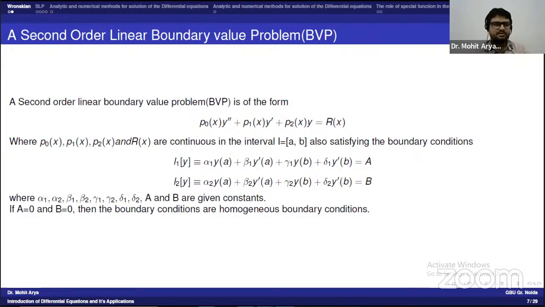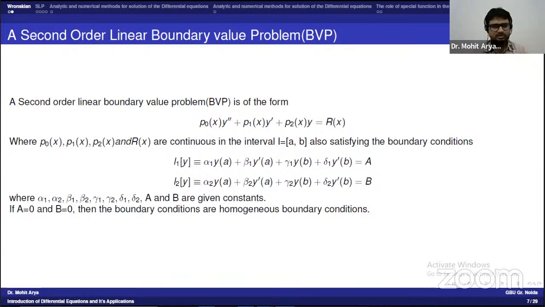So we will next discuss the second order linear boundary value problem, which is of the form p0(x)y'' plus p1(x)y', that is the first derivative of y, plus p2(x)y equal to r(x). Here p0, p1, p2 and r are all functions of x and are continuous in the interval (a, b), also satisfying the boundary conditions.